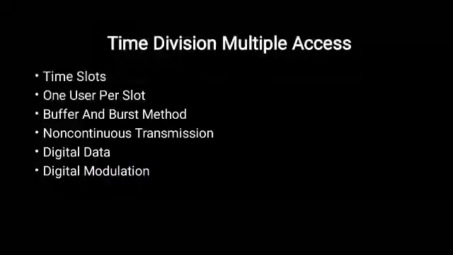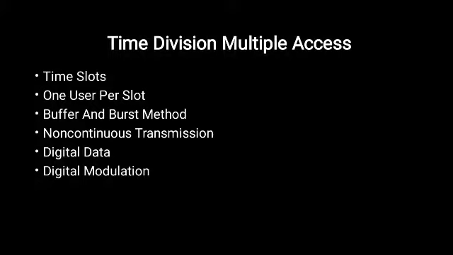Next, we are going to the time division multiple access. Here each user is allotted different time slots. They use the buffer and burst method. It is a non-continuous transmission, as in FDMA, the data cannot be transmitted continuously. This is also digital data and digital modulation.